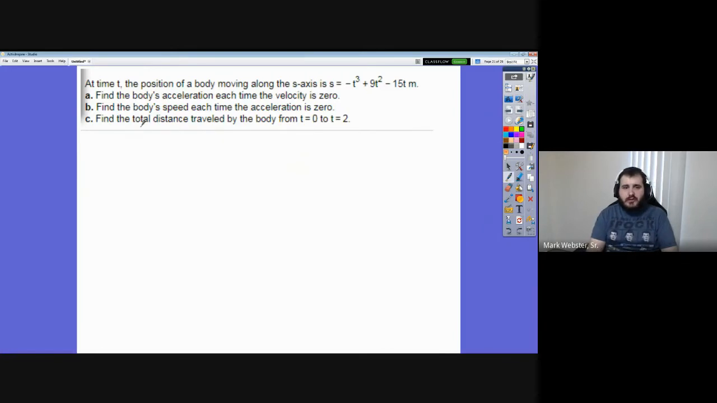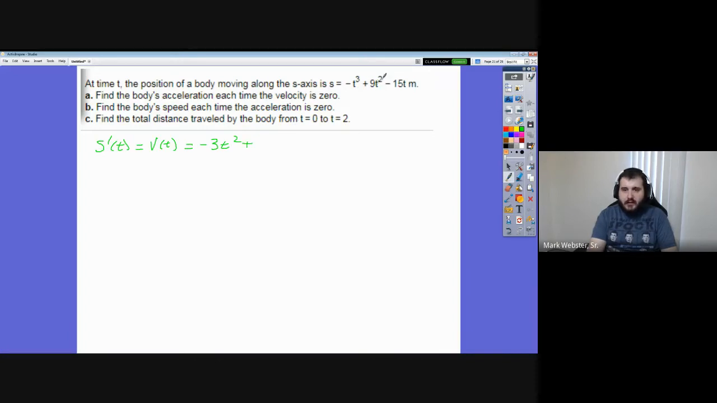So here they're literally just telling you what's going on. Find the body's acceleration each time the velocity is zero. Okay. Well, in order to do that, first we need to figure out where the velocity is zero, right? In order to do that, we need the velocity function. We've got the position function. Let's get the velocity function. Remember that the derivative of position is velocity. So let's take the derivative of position with respect to time. We do this part first. The derivative of negative t cubed is negative 3t squared, right?